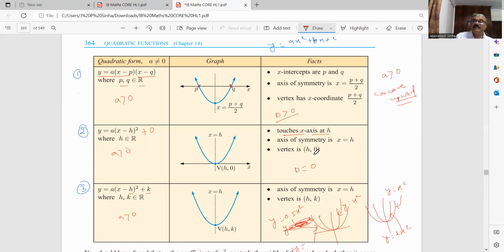Correct? So this is very, very important. When you have to plot the graph of a quadratic, then these forms are going to be very useful for you. So just remember these three forms. The general form is already there: y is equal to ax square plus bx plus c, where a is not equal to 0. That is there, but these forms are very important for plotting the graph of quadratics. So just remember it, practice it, then you can solve and plot any quadratic function.